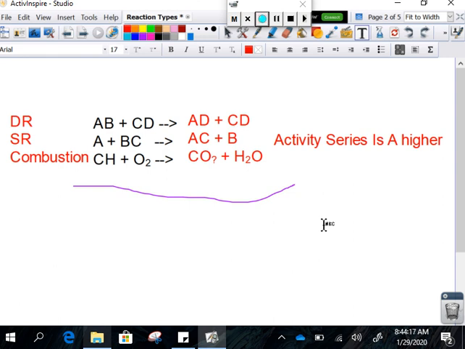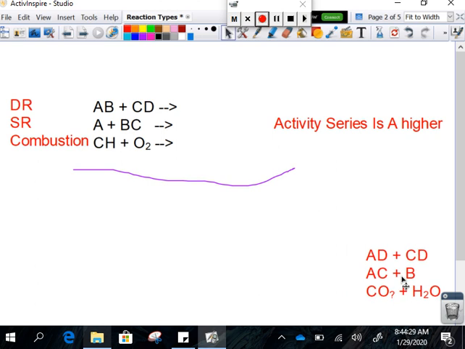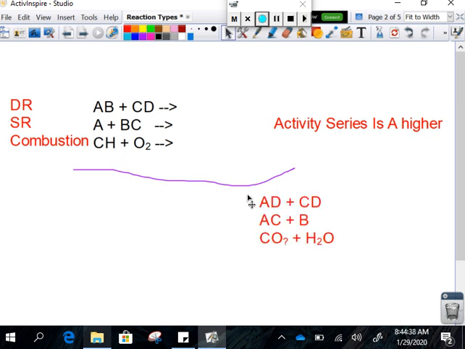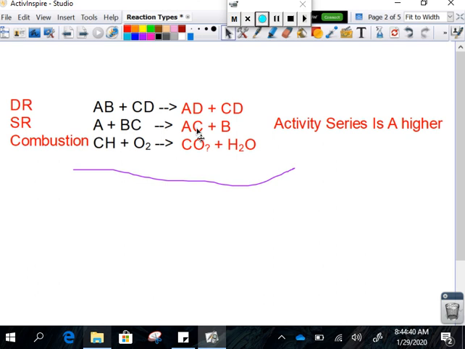And then the third one, where we actually have to predict the products, is a combustion reaction. Combustion reactions follow a very consistent left side pattern. Let's just remove the right side one more time. So the left side is carbon and hydrogen reacting with oxygen. And so the products are going to be CO something and H2O. CO some value down here for oxygen, and H2O.